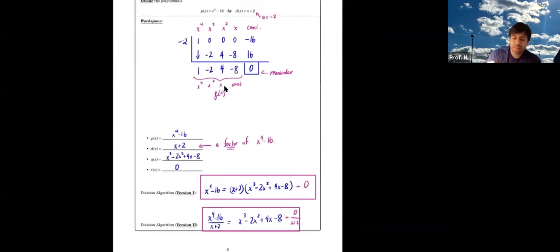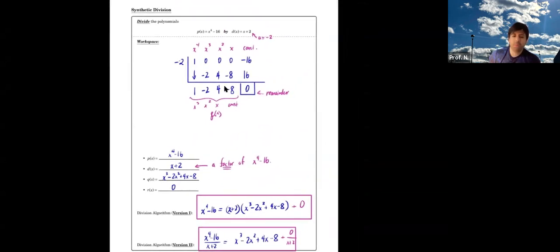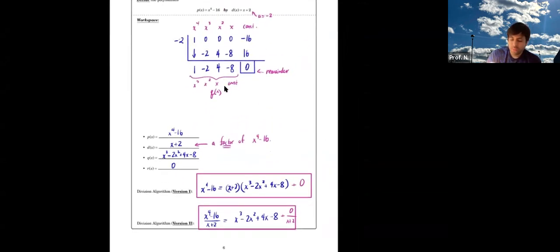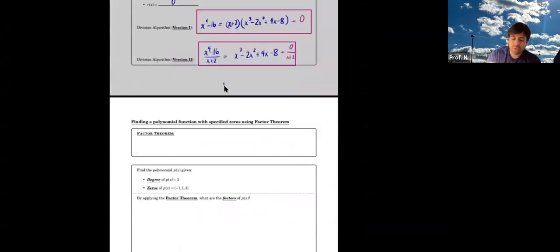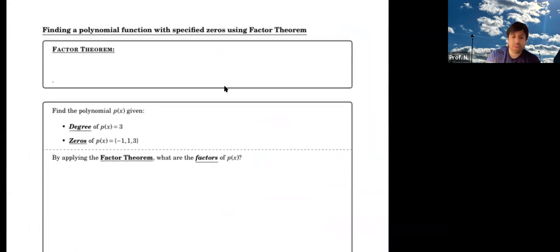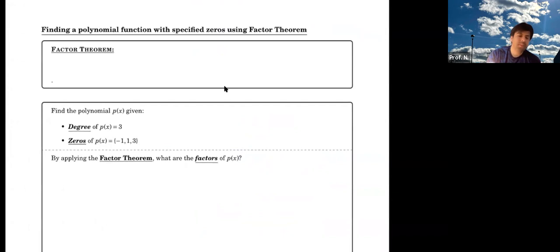Now, how does this help me understand polynomials a bit more? Well, on the next page, we have something that's called the factor theorem. And now this is really important, guys. So I'm going to write it, okay? So I'm going to say the following. A is a 0 of P of x.